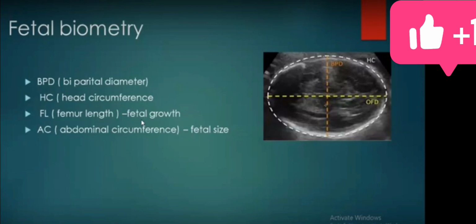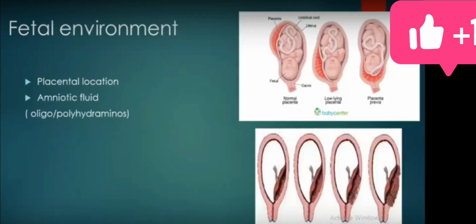Its length is also measured to assess the fetal growth. Abdomen circumference is also assessed, to see whether the fetal size is increasing or not. So now you know these terms: BPD, biparietal diameter, head circumference, femur length, abdominal circumference. These evaluate the fetal biometric profile.